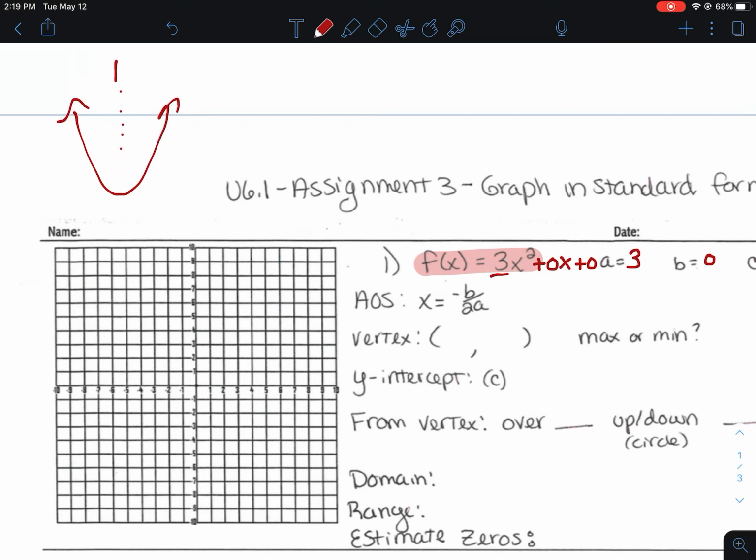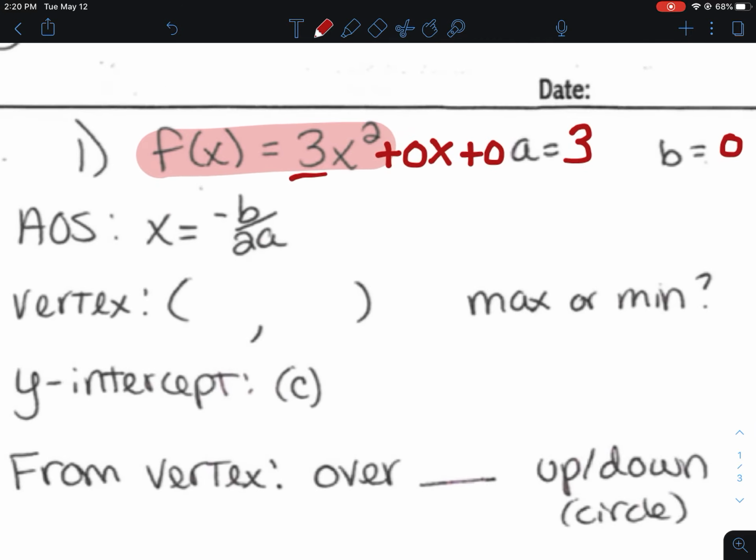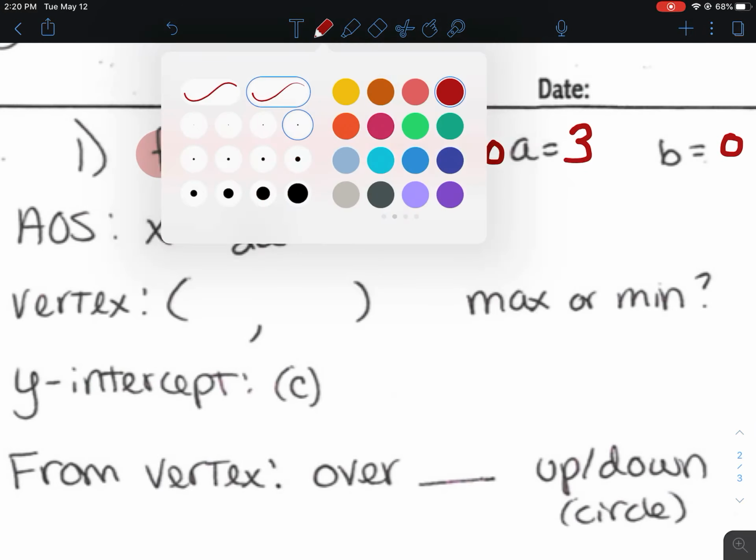The axis of symmetry, if you have a parabola, is this imaginary line that cuts straight through the center of your parabola and gives us symmetry on either side. So that's what we mean when we say AOS. The vertex is the base of that function, okay?